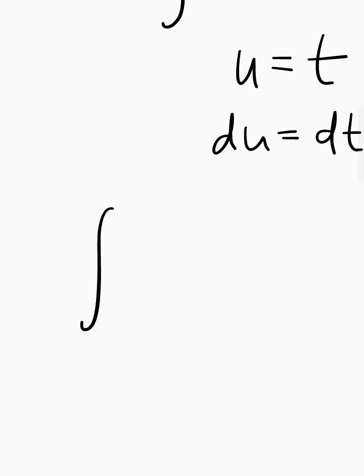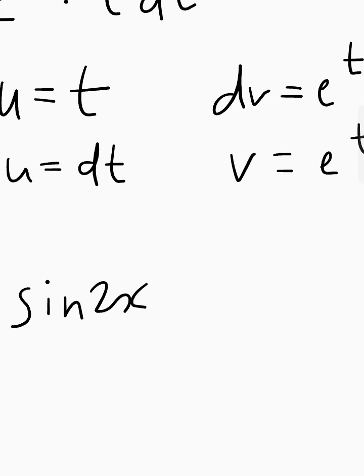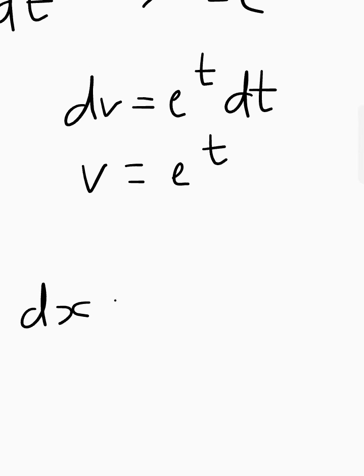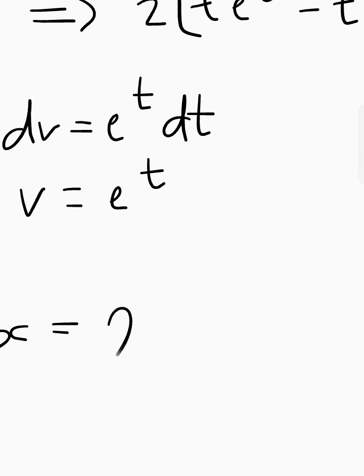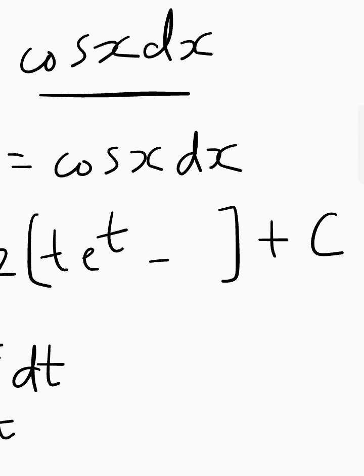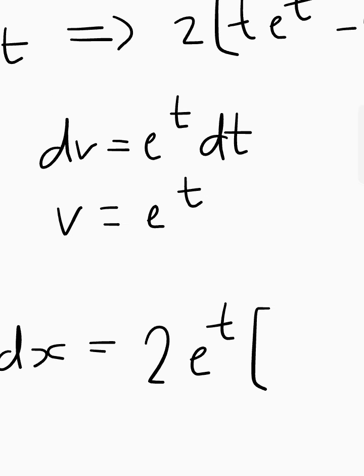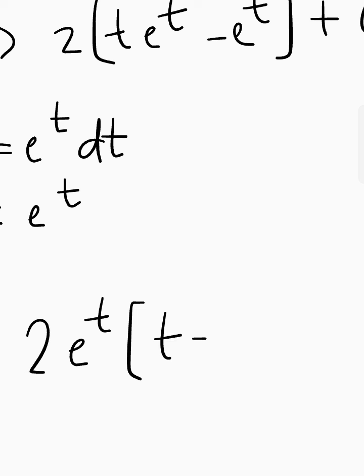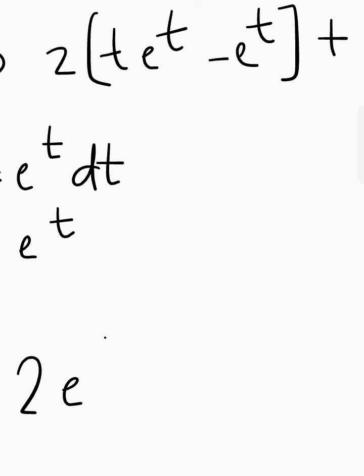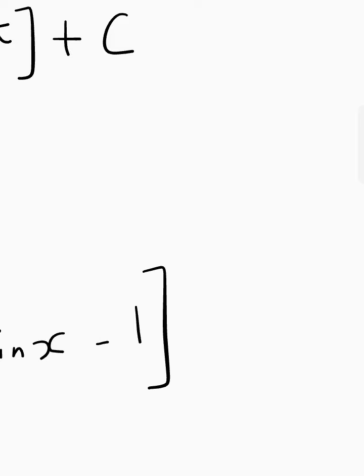And of course, putting things back the way they used to be, going back to the x world, we find that the integral of e to the sine x times sine 2x dx is equal to 2. Oh, sorry. This is not t, but rather e to the t. My bad. 2 e to the t times t minus 1. Oh no, not t, but rather sine x, so 2 e to the sine x times sine x minus 1, plus c.